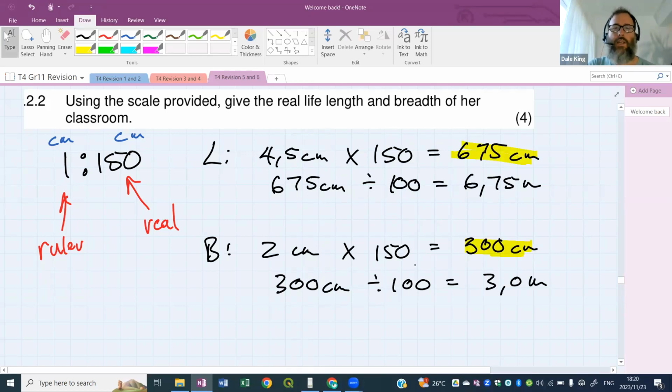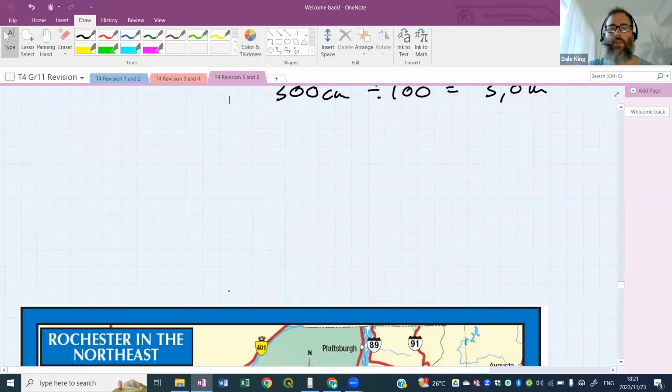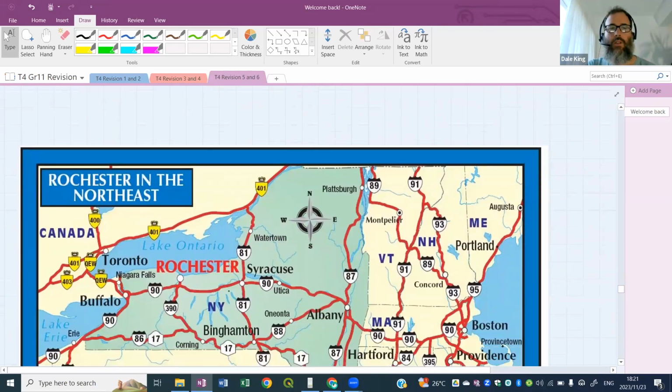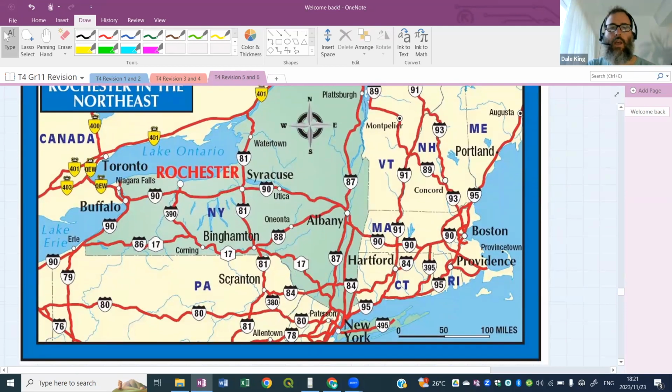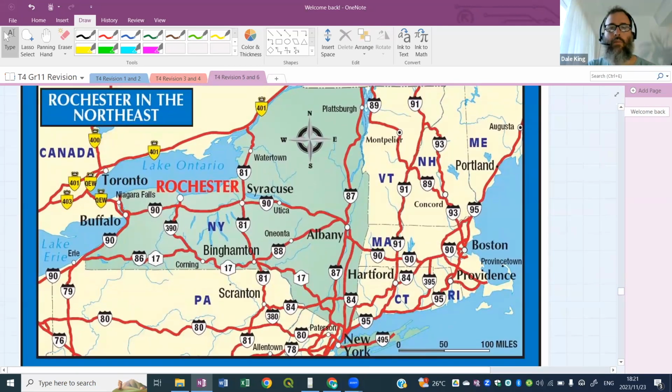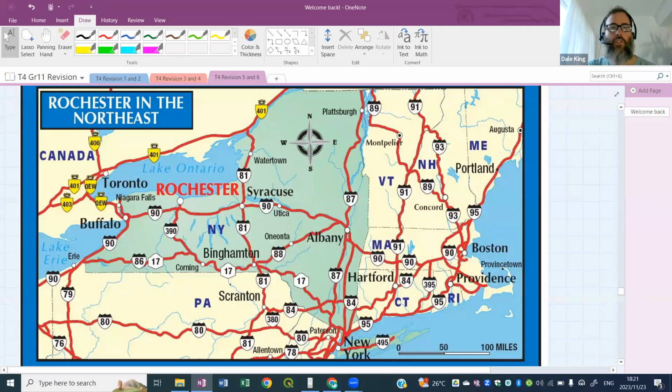All right, so it's easy to use a scale to get real world dimensions. Okay, let's move on to something a little bit different now. Here we have a road map of an American region called Rochester. So this is a part of Canada? No, it's America. It's Rochester in America. It just says Canada on the top left there. It's obviously near the border.